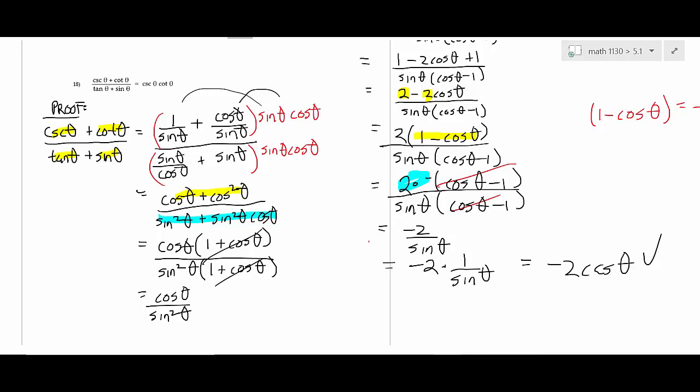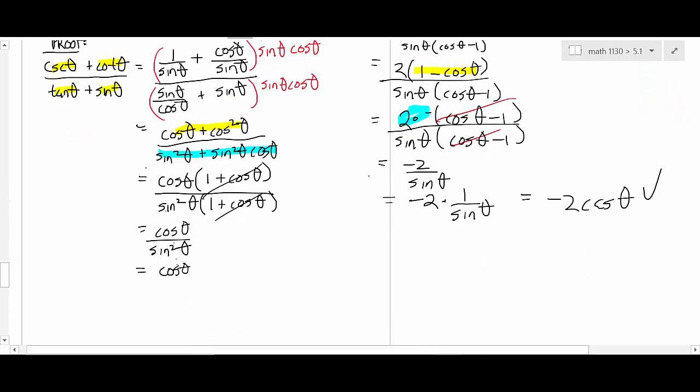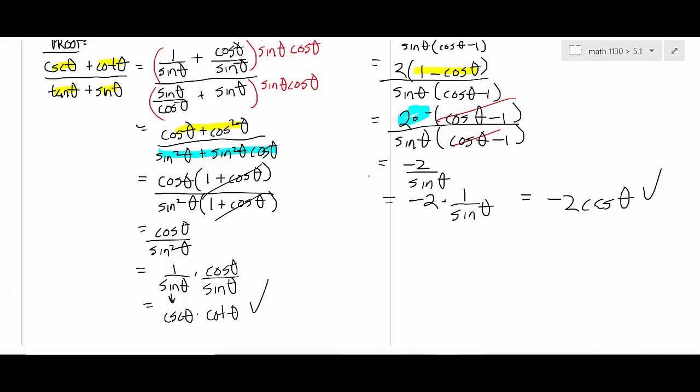Okay, so what you want to do is just break this up like this. It doesn't matter what order you put this in. I'm just going to try to match it with how this goes. So I'm going to write this as 1 over sine theta times cosine theta over sine theta. Now we got it made, because 1 over sine is cosecant and cosine over sine is cotangent theta. Now your proof doesn't have to look precisely like that, but those are the key steps that you go through to do that problem.